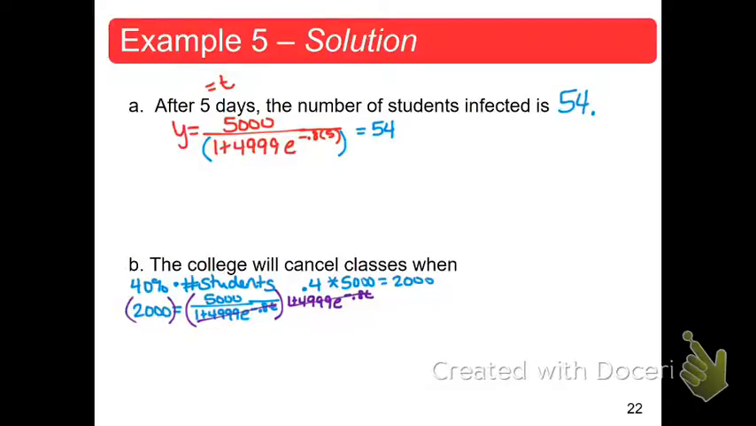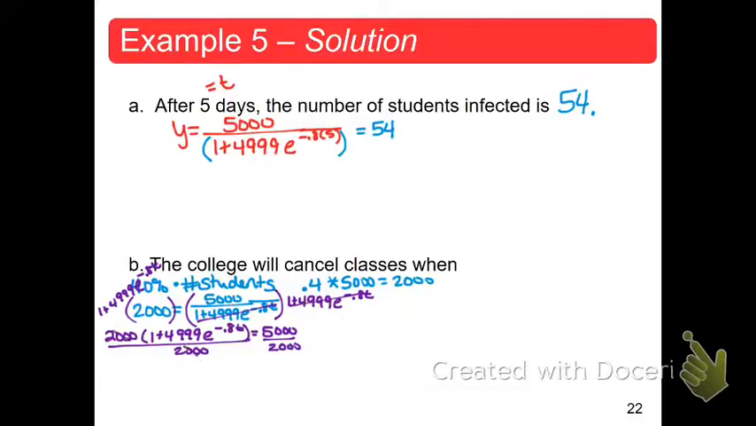Now I'm out of room here, so it's going to have to be real little, but thankfully this is a darker color so you can see it better. I'm not actually going to multiply the 2,000 through that or anything. I'm just going to write them separate. So I ended up with 2,000 times 1 plus 4,999 times e to the negative 0.8t is equal to 5,000. Now t is in that exponent that is stuck inside the parentheses. So the first thing I need to do is try to get the parentheses by itself. So let's divide by the 2,000.